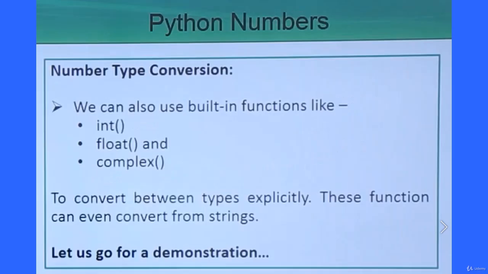Number type conversion: from one type to another, we can do the conversions accordingly. We can use built-in functions like int, which converts to the respective integer, and the float and complex functions, to convert between types explicitly. These functions can even convert from strings. So it can take a string as input and convert it to an integer, to a float, or to a complex number using the complex function. Let us go for one demonstration where we will discuss how these numbers can be operated and handled, and how typecasting is done in our Python coding.